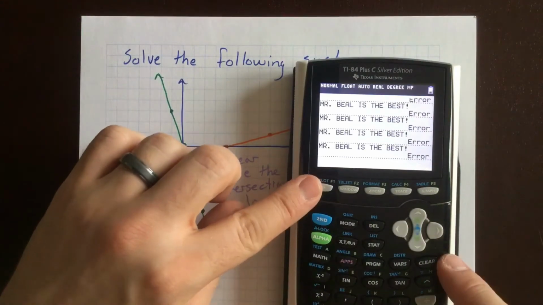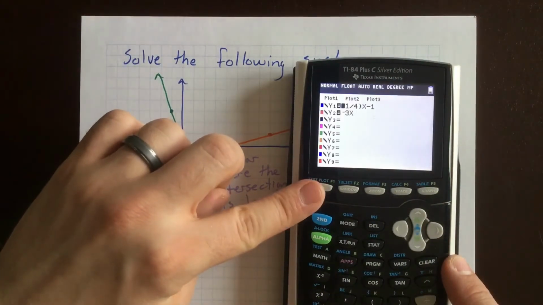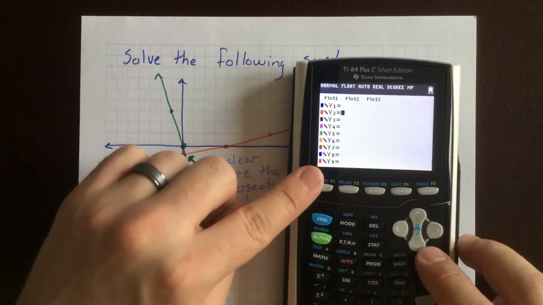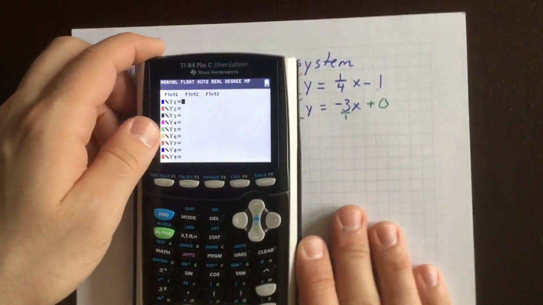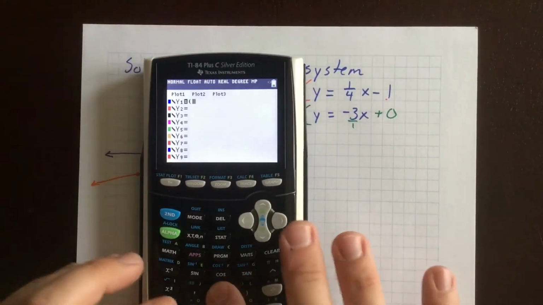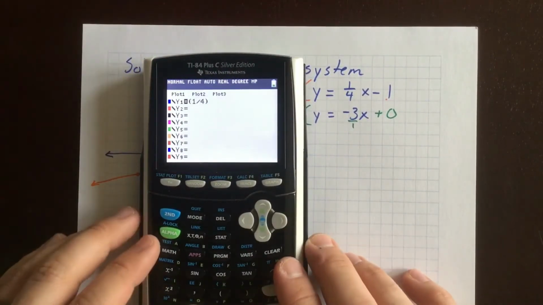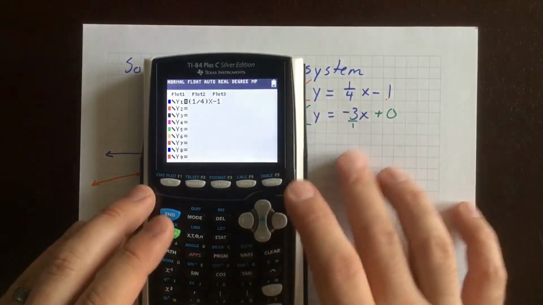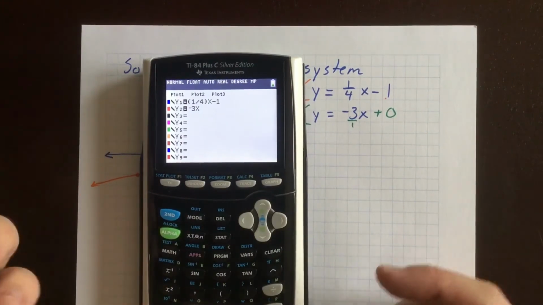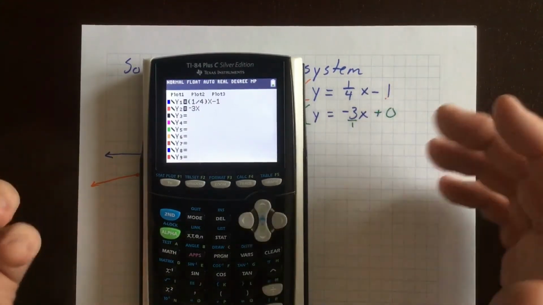So we go to y equals. Let's clear this out. In the first row, we type our equation in. So y equals, we do parentheses 1/4, 1 divided by 4x, and we subtract 1, and we do -3x, and I can put +0 if I want to, or it's not needed.